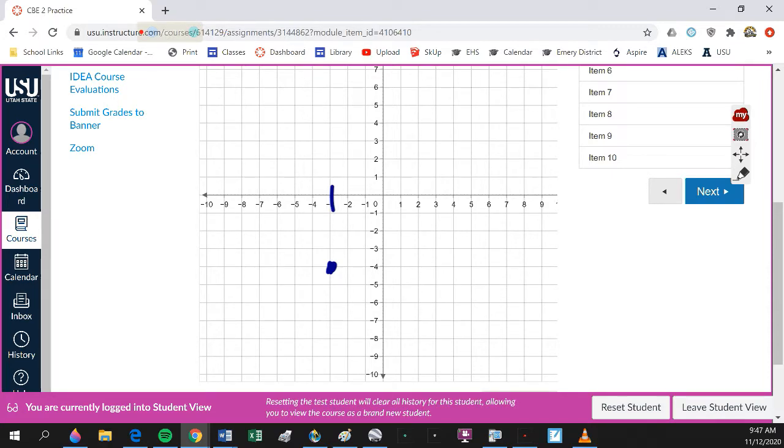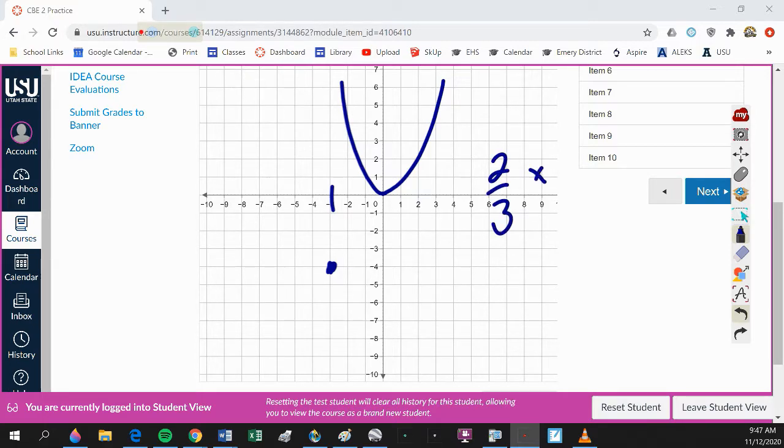That's a good idea. So normally it would look like this. But 2/3 x squared. If I plugged in 1, then I'm going to get 2/3, which is kind of nasty. So let's plug in a number that will end up simplifying. So let's plug in 3.